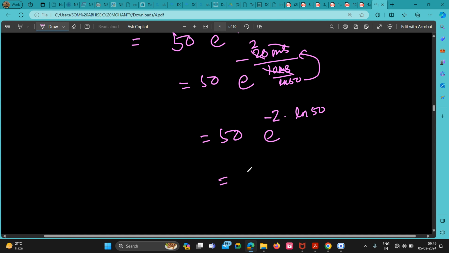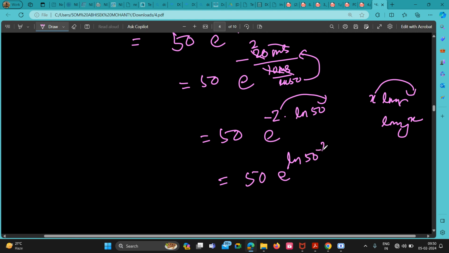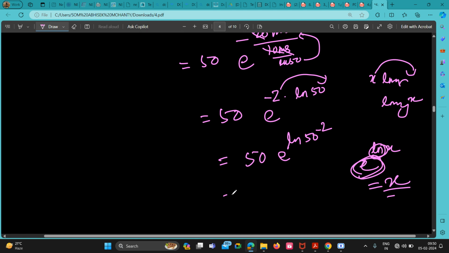Now see, 50 into e to the power minus 2 ln 50. I can take the minus 2 inside, because x ln y can be written as ln y to the power x. So e to the power ln 50 to the power minus 2. Another property: e to the power ln x is simply x. The e and ln vanish and x only is left. So only 50 to the power minus 2 is left.